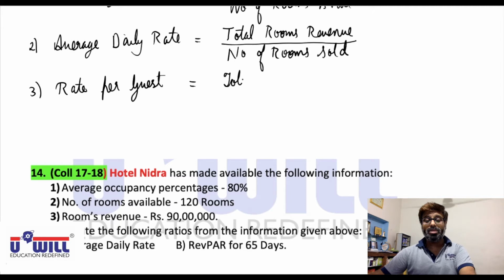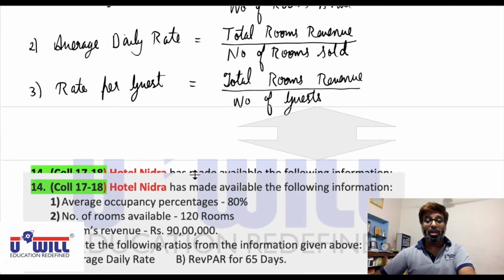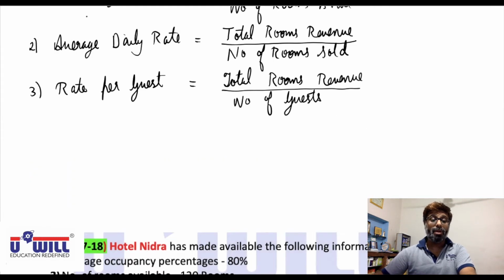Okay, rate per guest. So that you will find by dividing by number of guests. Total rooms revenue divided by number of guests. Total rooms revenue divided by number of guests. And the last and most important formula out of all is revenue per available room.